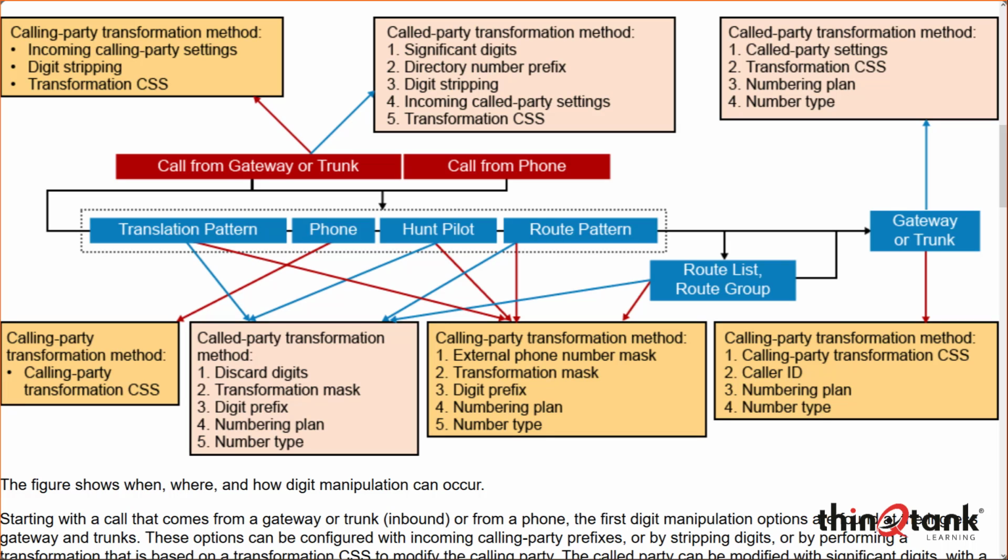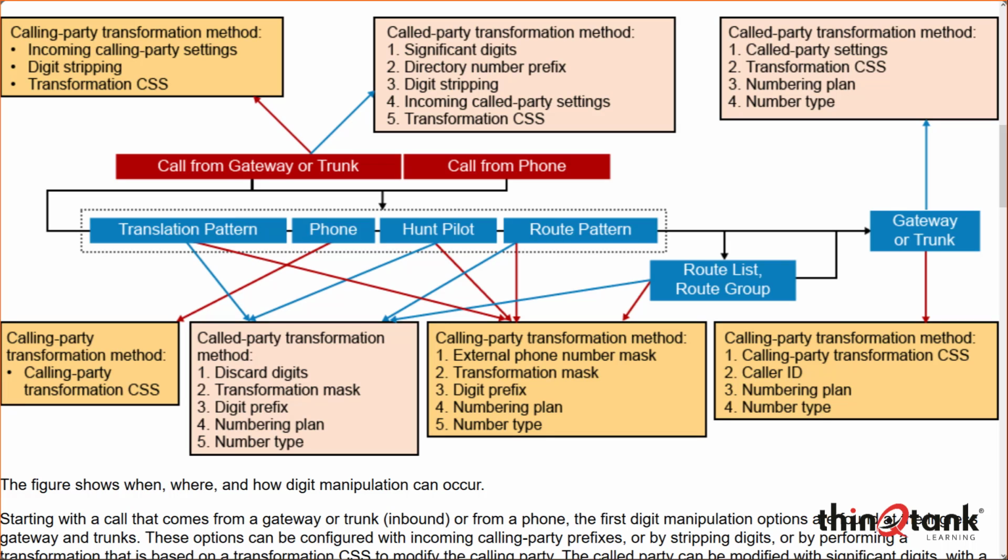actually for ingress calls or at the ingress gateway or the trunk, you can actually modify the call as it comes in on the gateway or the trunk. So you can do like incoming calling party prefixes. You can do digit stripping in this case. You can do transformations based on a transformation CSS that is applied to the gateway itself. You can even modify the calling party. All right. Now the called party can be modified.